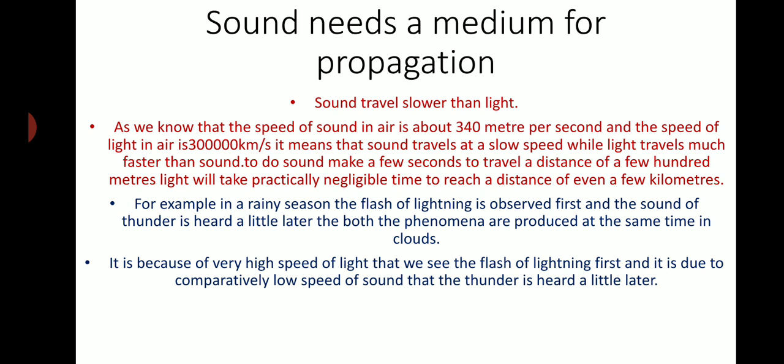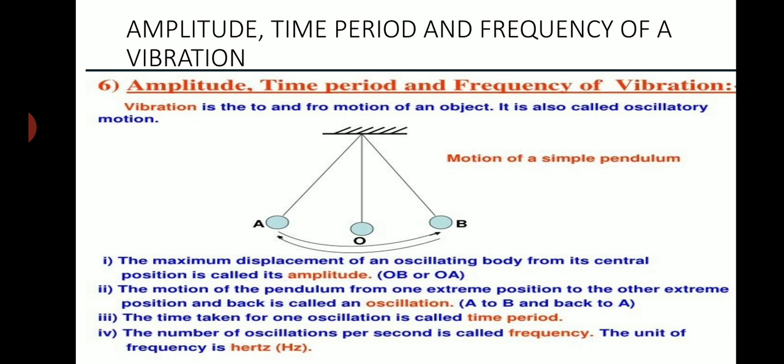For example, in the rainy season, the flash of lightning is observed first and the sound of thunder is heard a little later. But both natural phenomena are produced at the same time in clouds. It is because of the very high speed of light that we see the flash of lightning first, and it is due to the comparatively low speed of sound that the thunder is heard later.